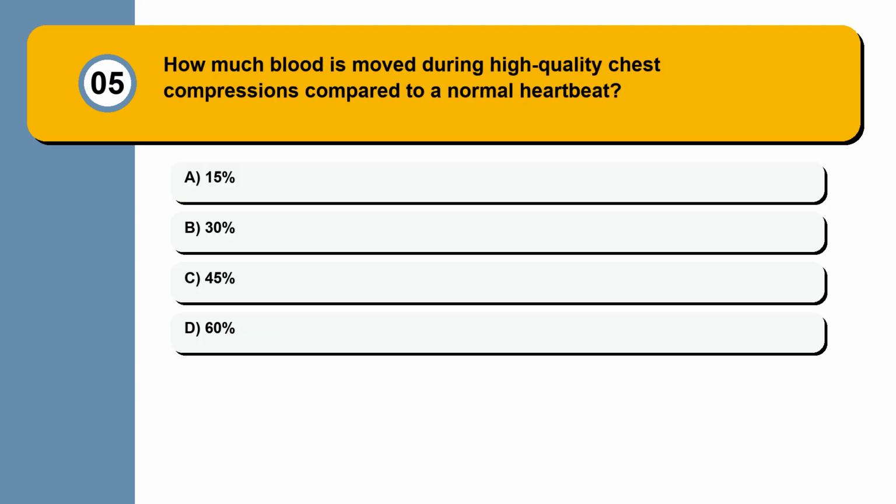Question 5. How much blood is moved during high-quality chest compressions compared to a normal heartbeat? 15%, 30%, 45%, 60%.